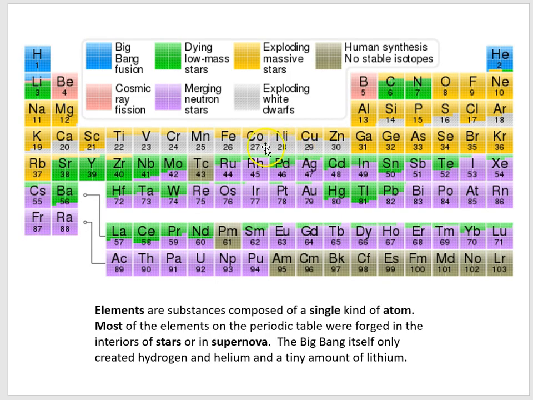So just a reminder, an element is a substance composed of a single kind of atom. So most of the elements here on the periodic table of the elements, they were forged in stars or in supernova explosions. The Big Bang itself produced hydrogen, some helium, and maybe a tiny amount of lithium. So early on there were just stars, and stars are the ones that produced all of these other kinds of atoms.